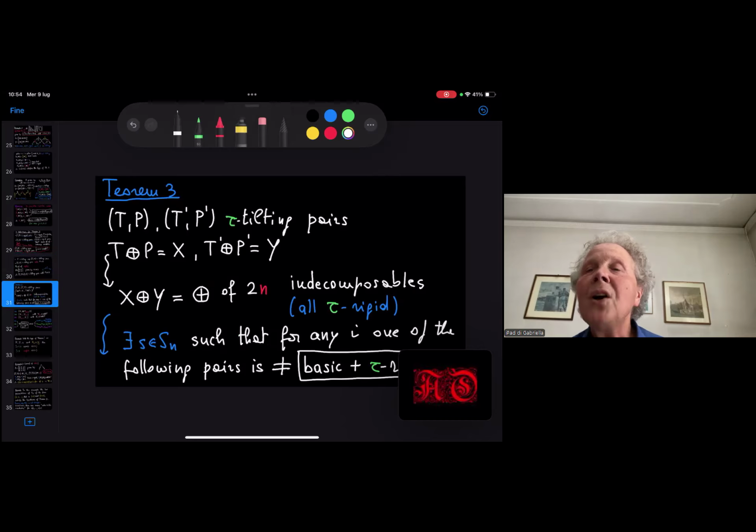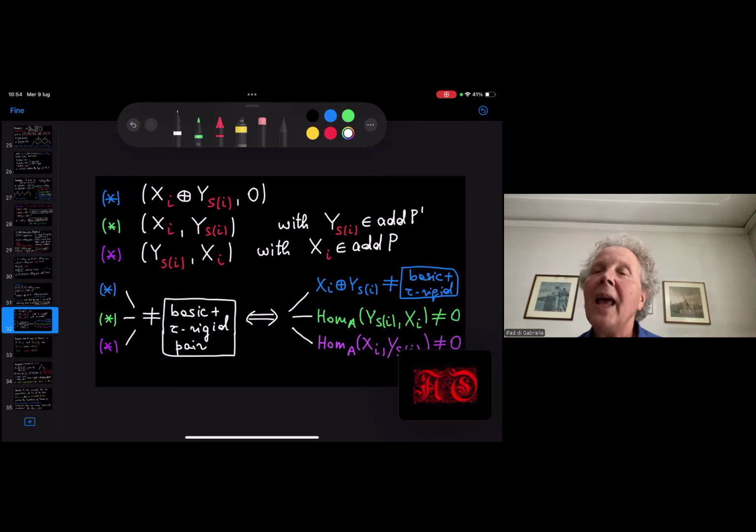Theorem 3 says the following. If you have two tau-tilting pairs, TP and T'P', if X is the direct sum of T and P and Y is the direct sum of T' and P', then X direct sum Y is a direct sum of 2n indecomposable modules. And in this case, there is a permutation S such that for any i, one of the following pairs is not basic plus tau-rigid. A pair is basic if T plus P is rigid. And the pairs are the three pairs that we can construct with Xi and YSi.